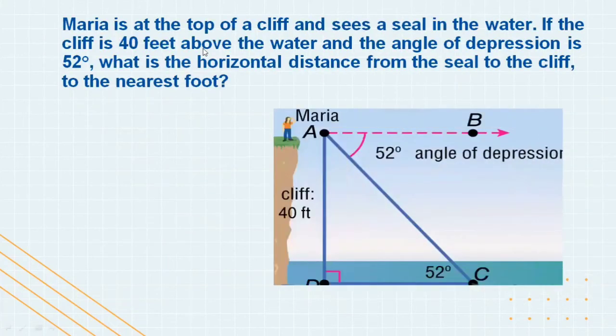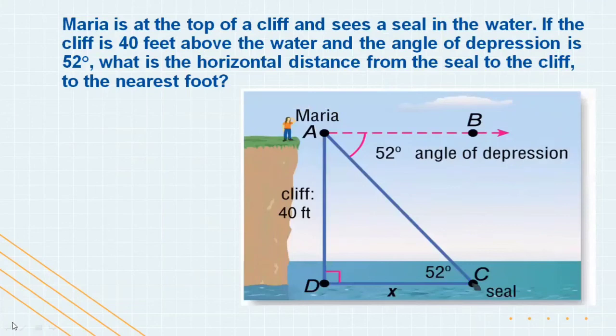Now let's have another problem. Maria is at the top of a cliff and sees a seal in the water. If the cliff is 40 feet above the water and the angle of depression is 52 degrees, what is the horizontal distance from the seal to the cliff to the nearest foot? So this time, we're going to find this distance. So that is the distance at the foot of the cliff towards the seal.